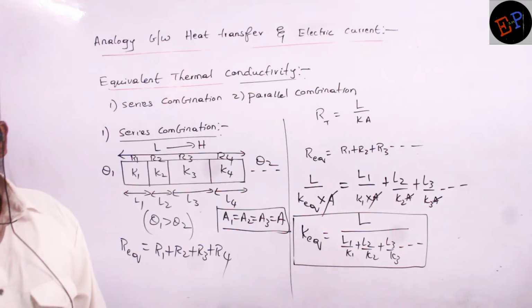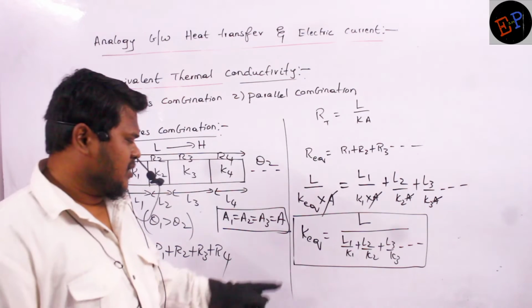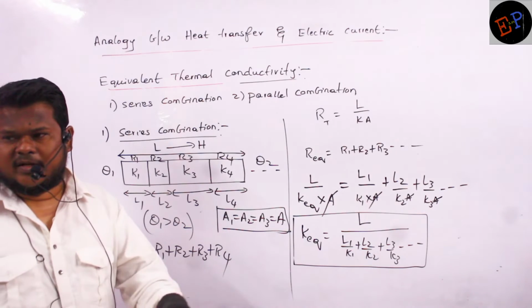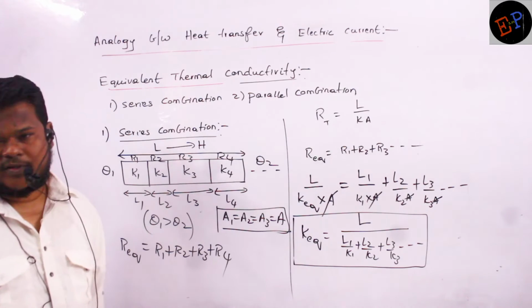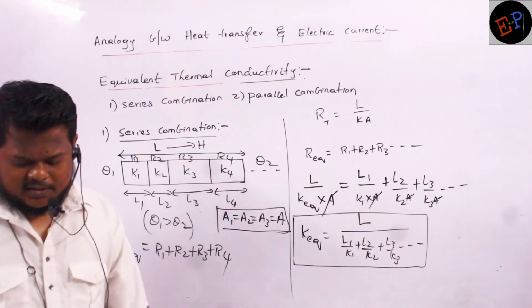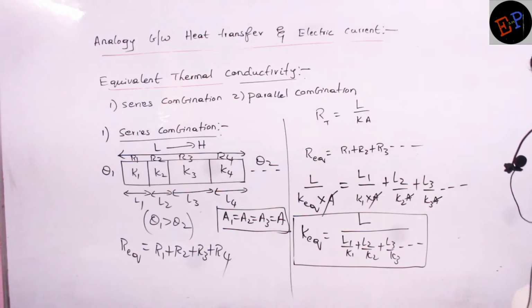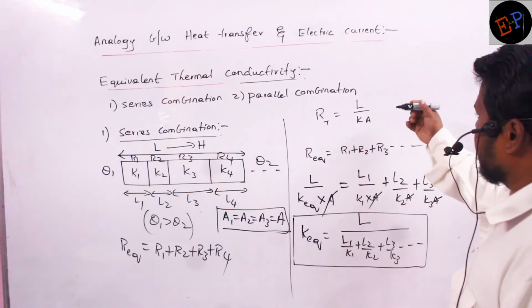Have you understood how we got this? Clear? K equivalent means the coefficient of thermal conductivity of the combination of all these rods. So this is my equation. Make a note. Similarly we can write some cases also. First we will write some cases, then you can copy this.